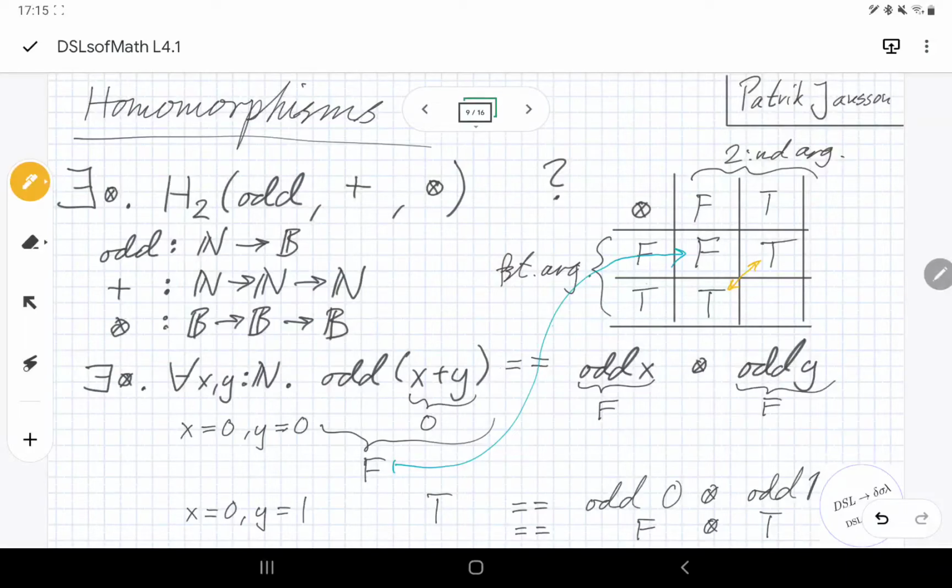Okay, in the final corner, what happens if both x and y are 1? So if x equals y equals 1, then we get to the case where odd x and odd y are both true. So that's the lower corner. And then we check what is odd of 1 plus 1. Well, that's odd of 2, which is false. 2 is not an odd number. So we can fill in the last component of the square, of the multiplication table, as false.